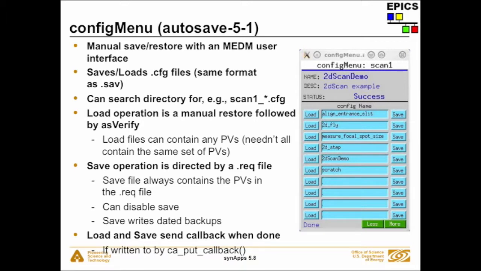Relatively new in Autosave is config menu, which, as I mentioned before, is a way of manually saving and restoring autosave files. But they don't have the normal .save suffix. They have .cfg instead, so that it's easier to find them, and also so it's possible to change the file format. The CFG and save files are almost identical. CFG files can have macros in them, and save files have to be fully resolved.